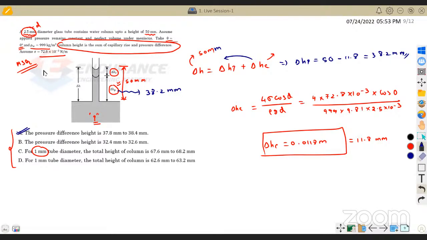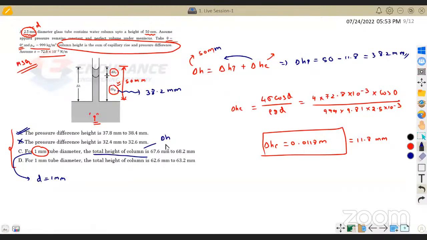But as I said already, it is an MSQ question, so there is going to be more than one correct answer. Option B is obviously not correct, because we already got option A correct. So out of C and D, there should be one more correct answer. Now I'm changing the diameter to 1 mm. They are asking what is the total height, which means they are asking delta H.